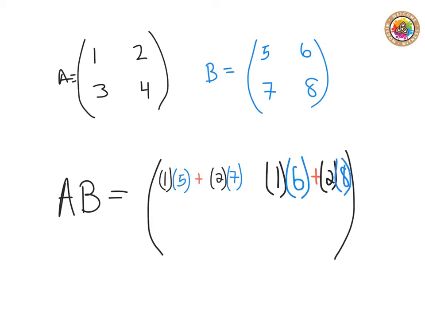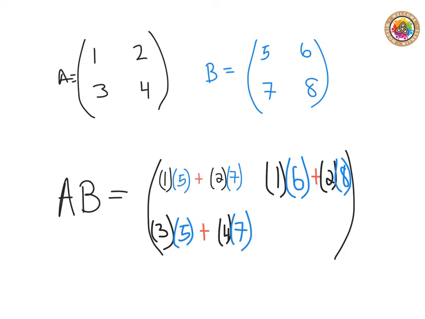The next one, I'm going to have 3, and again I go row by column. So 3 is going to be multiplied by 5, plus the second element of this row, which is 4, multiplied by the second element of that column, which is 7. Maybe pause the video now and see if you can work out what the last multiplication would be.